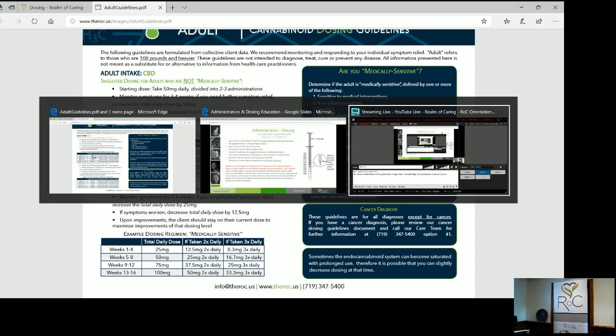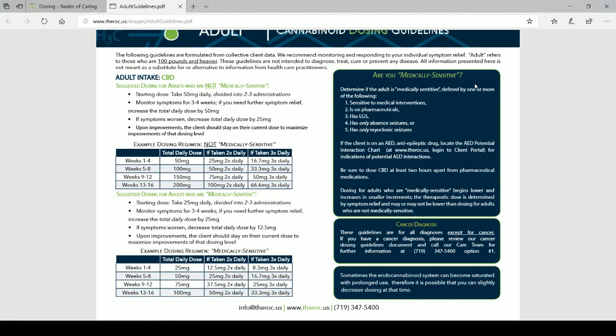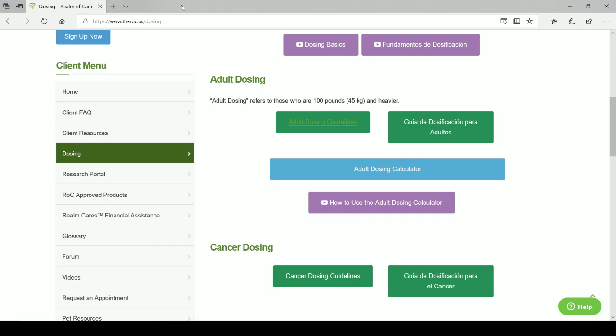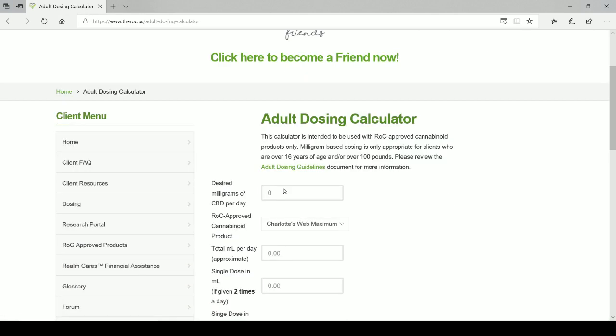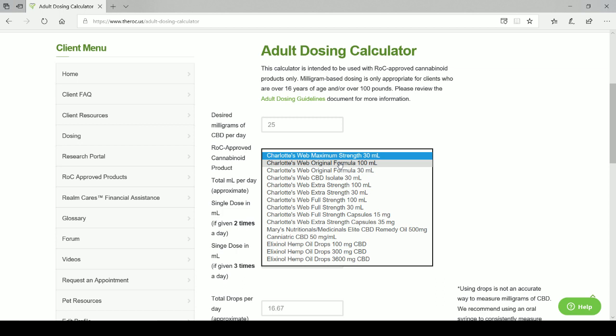These are just to give you an example of what the dosing protocols will look like. So to quickly use the adult dosing calculator, and if you forget how to use this, we have a video right here. Everything I'm telling you right now is going to be found in this video. So let's say this is a medically sensitive adult. Let's say they have a seizure type. We're going to enter 25 milligrams of CBD. We're going to use the original formula. Regardless of the size, the dosing will still be the same. Think of the 30 milliliter bottle as the travel size version of the 100 milliliter bottle.